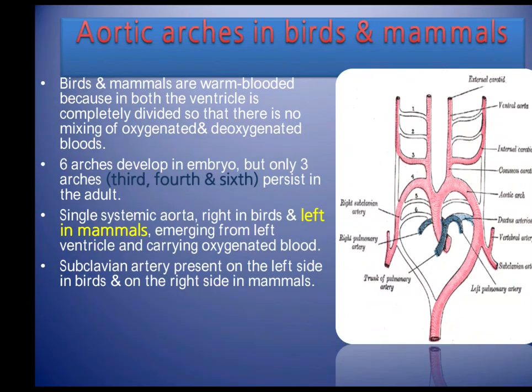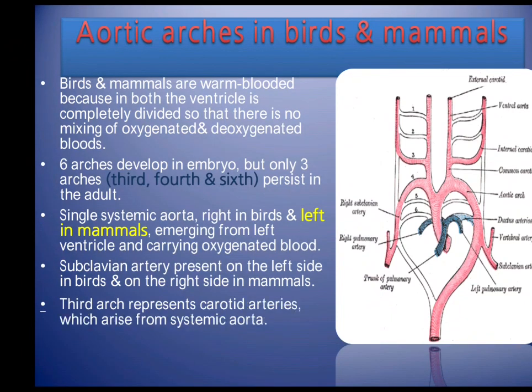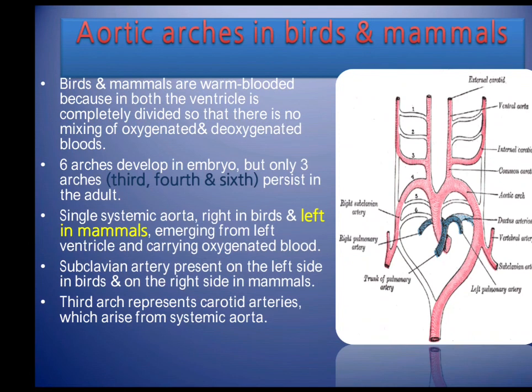And if I go further into this slide, the third arch represents the carotid arteries. If I talk about this third arch, they are all together making the carotid arteries which are going to the brain. And they arise from the systemic aorta. Now this is a very, very important thing. There is no independent aorta which is going into the third arch like this, but they have a connection here with the systemic aorta.